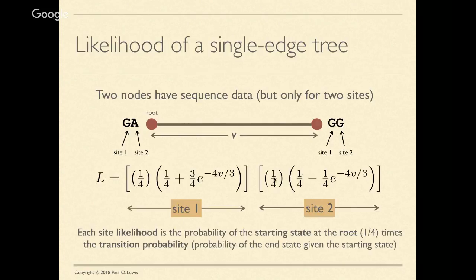The site likelihood for site 2 is similar. It is 1/4, which is the probability of starting with an A on the left at the root, times the conditional probability of seeing a G at the right end, given that we started with an A on the left end. Note that the transition probability differs depending on whether the starting state equals the ending state. So the starting state and the ending state are not independent events. We have to use the conditional probability in order to calculate that. Also note that the edge length v plays a role in calculating each of these transition probabilities. It appears in both of these.